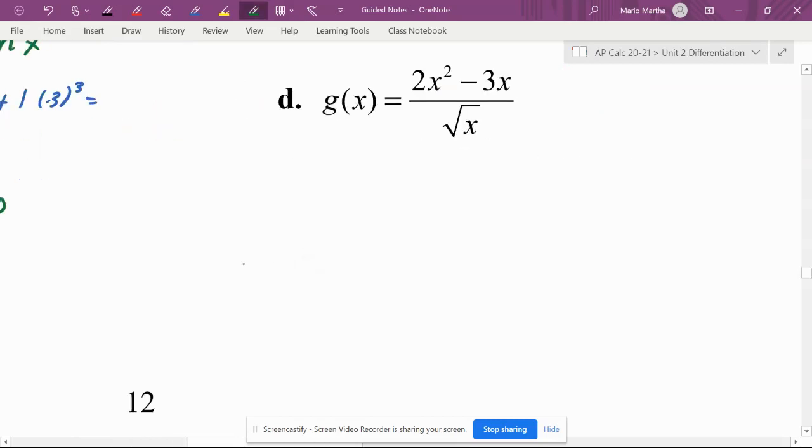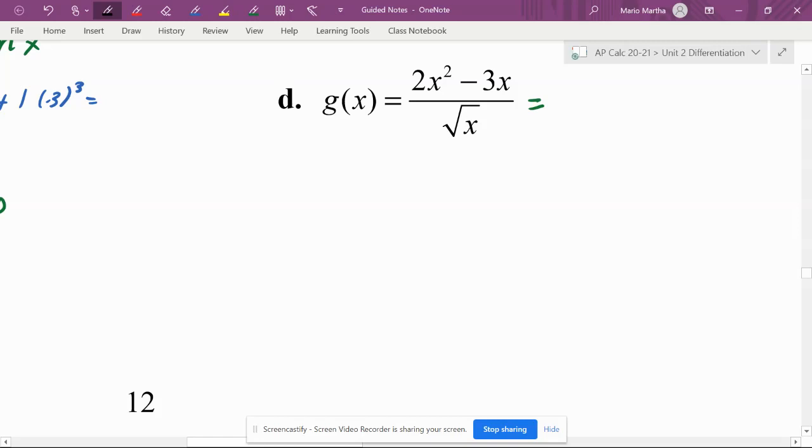And then in example D, we have g of x equals (2x squared minus 3x) all over the square root of x. As a reminder, if you guys see a single fraction, make sure you split it up so it makes it a lot easier to simplify, right? Divide out the x's and then apply the power rule. Make sure you pick up those little shortcuts, right?